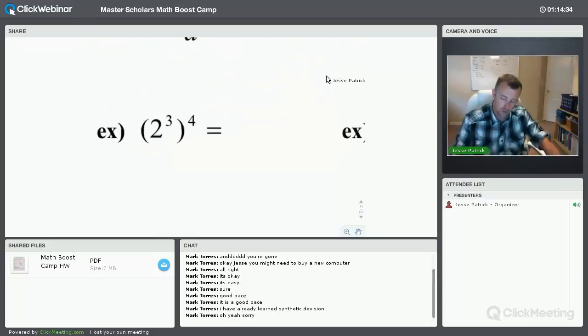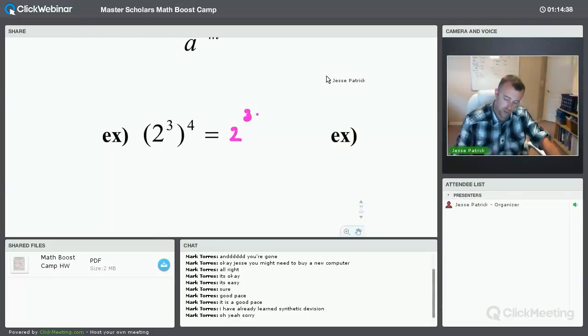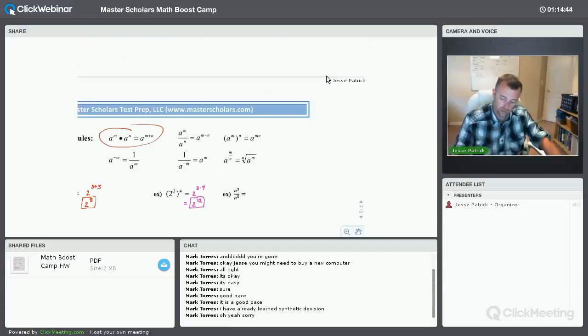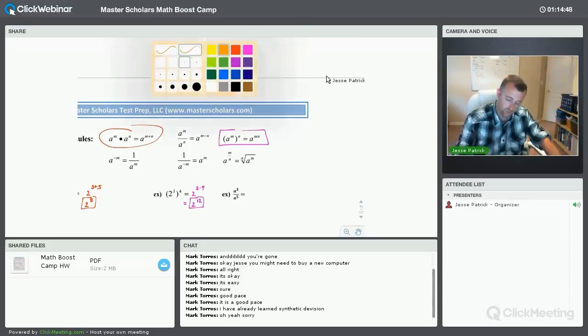I'll color code this. The next one would be a power to the power rule. You multiply in this case. This would be 2 to the 3 times 4. When you raise a power to a power, you multiply your exponents. That's 2 to the 12. Again, I'll leave it like that. That's your power to a power rule.